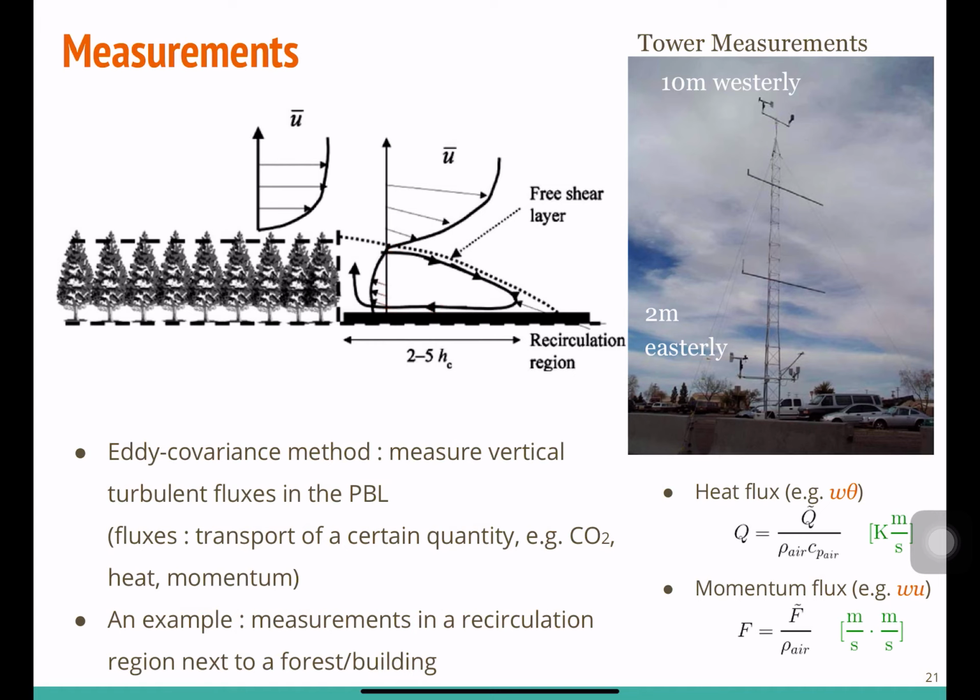In here, if we measure the vertical wind velocity, W, and we also have thermometers in here, we can measure the heat flux, right? We have numbers here and numbers here, and it's called the eddy covariance method. This is the covariance of these two variables, and it measures the vertical turbulent fluxes in the planetary boundary layer. We can also measure the flux of carbon dioxide, heat, and momentum. The momentum flux is measured by these two variables. We take the product of them, and we can find out the flux.